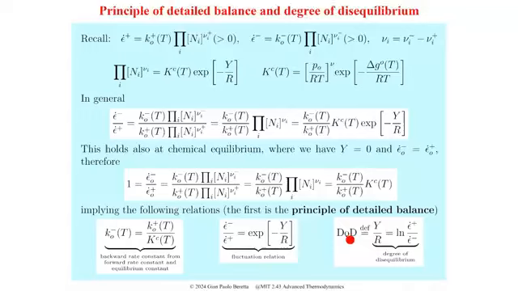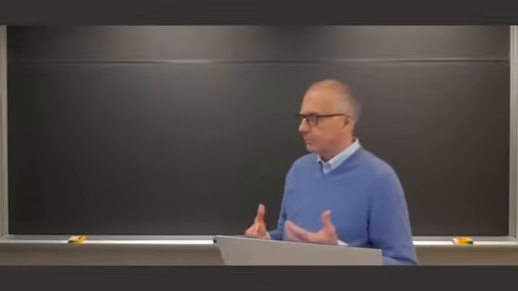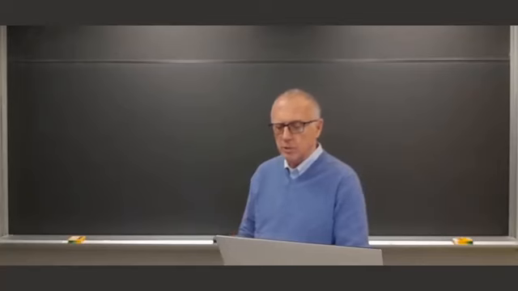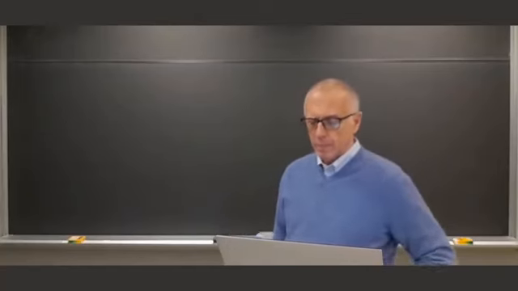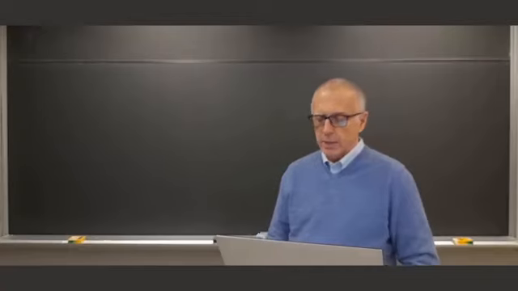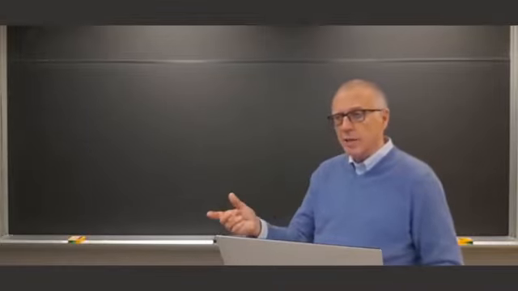We typically call that the degree of disequilibrium of the reaction. So you can call it affinity, but you can also call it degree of disequilibrium, and it's related to this ratio. Clearly, when the ratio is equal to 1 at equilibrium, the logarithm is 0 and the degree of disequilibrium is 0. And the degree of disequilibrium can be positive and negative.